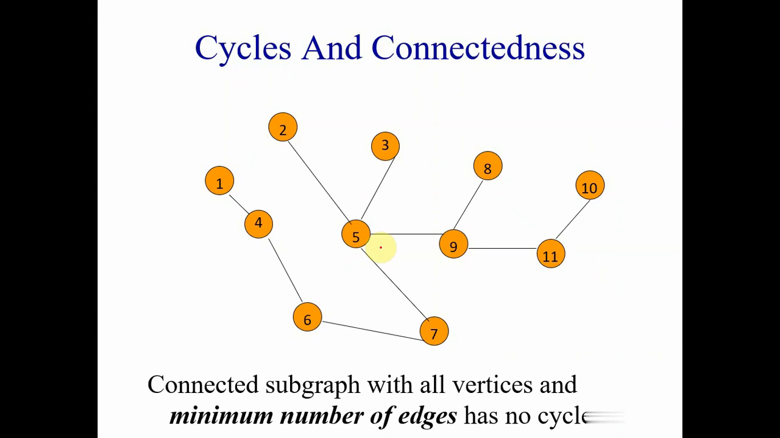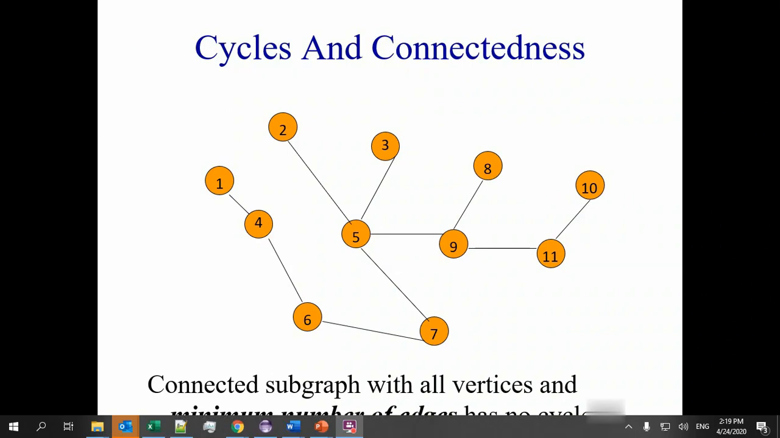So the connected subgraph with all the vertices and the minimum number of edges that has no cycle will be the one with the minimum communication links. In other words, we can reduce the cost of building the links between them. So this is one of the applications of the identification of connectedness and the identification of cycles.